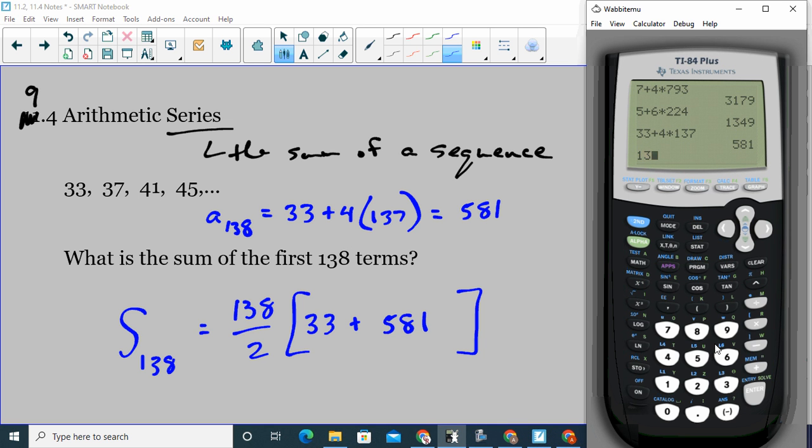So I'm taking 138 over 2 times 33 plus 581, and I get 42,366.